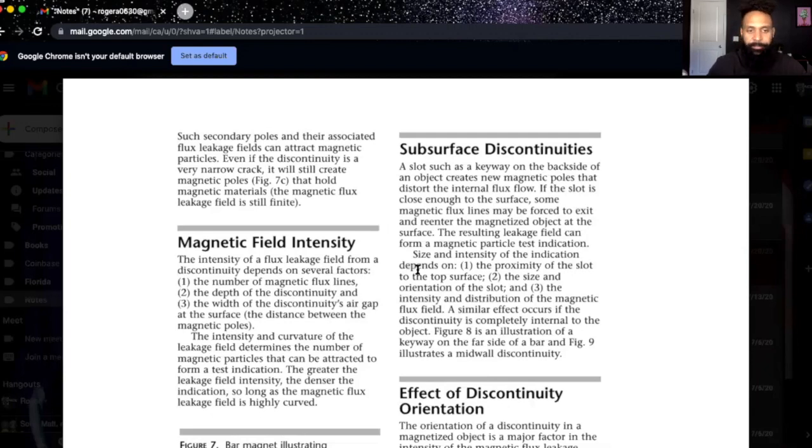Magnetic field intensity. The intensity of a flux leakage field from a discontinuity depends on several factors. 1, the number of magnetic flux lines. 2, the depth of the discontinuity. And 3, the width of the discontinuity's air gap at the surface, the distance between the magnetic poles. The intensity and curvature of the leakage field determines the number of magnetic particles that can be attracted to form a test indication. The greater the leakage field intensity, the denser the indication, so long as the magnetic flux leakage field is highly curved.